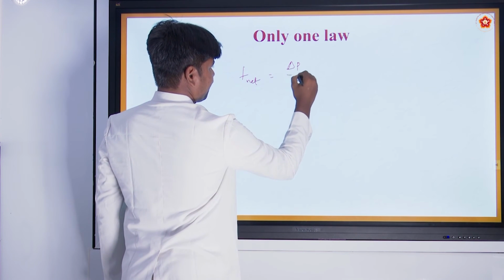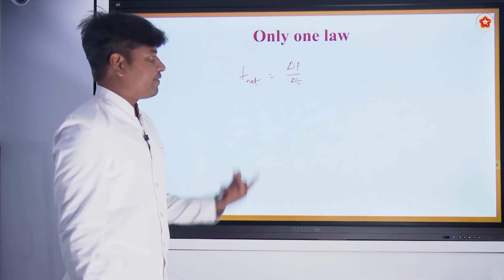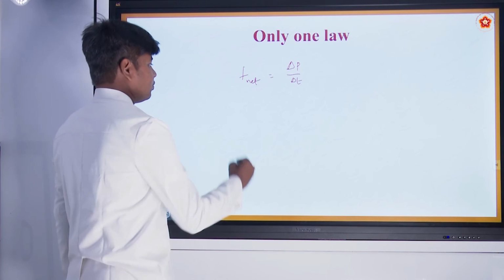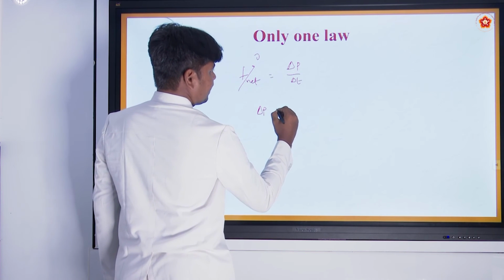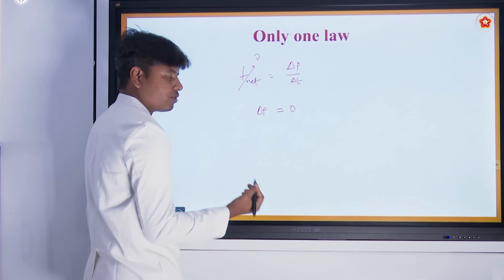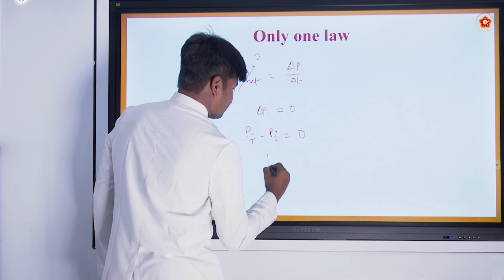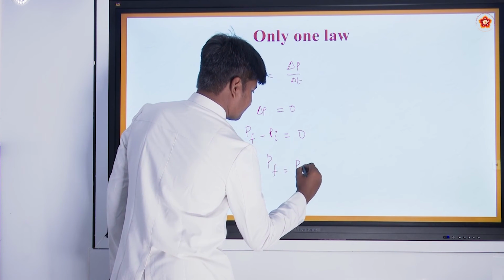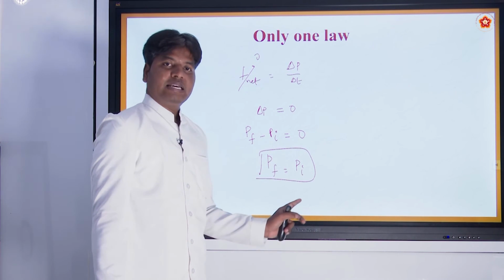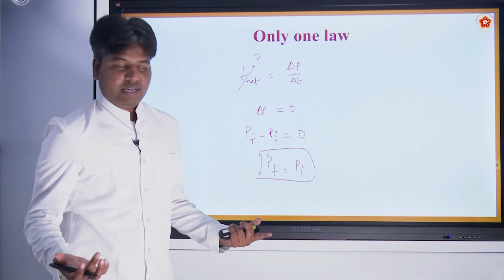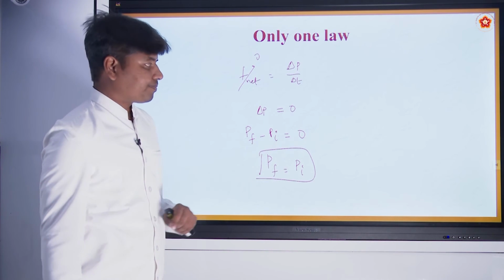Let us recap that. So F net again can be written as delta P by delta T. Again, if it is an isolated system, F net is equal to 0, right? So your delta P is equal to 0. That also tells that Pf minus Pi of a system is equal to 0, Pf is equal to Pi, right? That means the final momentum of a system is equal to the initial momentum of the system. This is proving the law of conservation of momentum from Newton's second law.